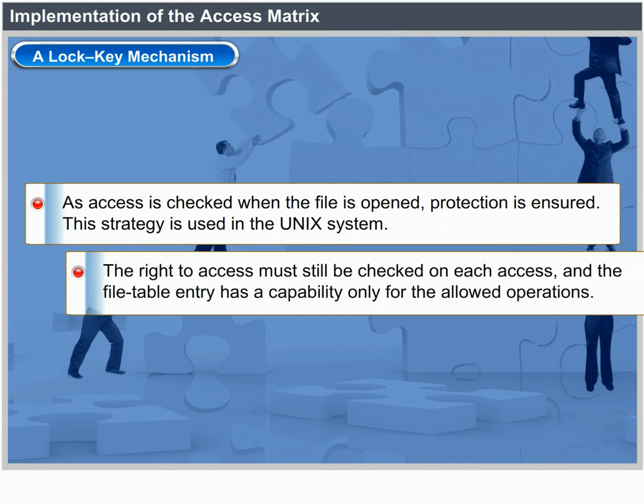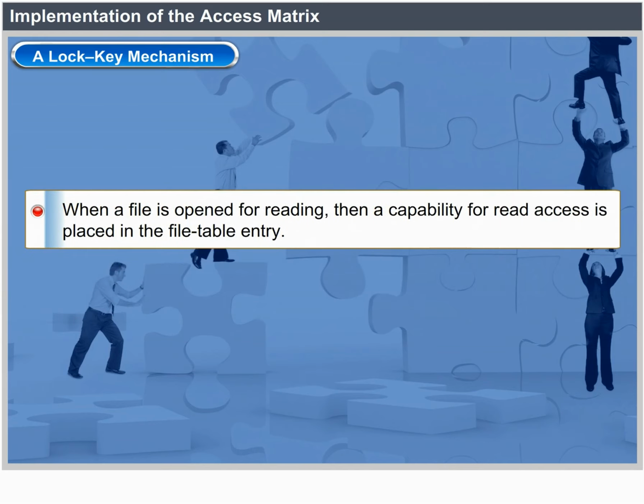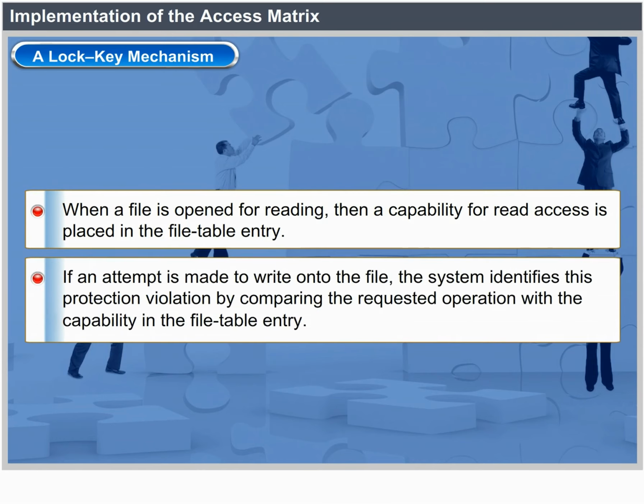The right to access must still be checked on each access, and the file table entry has a capability only for the allowed operations. If a file is opened for reading, then a capability for read access is placed in the file table entry. If an attempt is made to write onto the file, the system identifies this protection violation by comparing the requested operation with the capability in the file table entry.